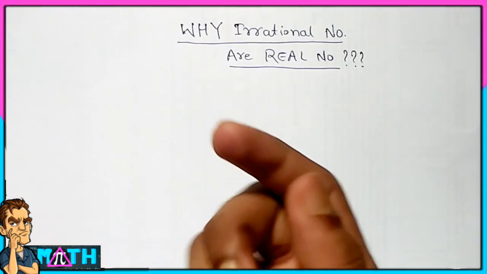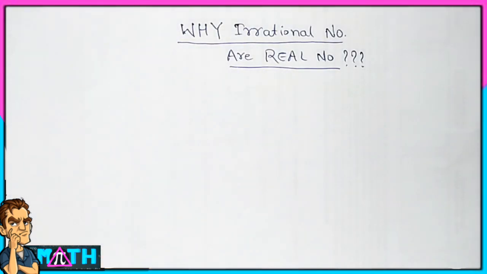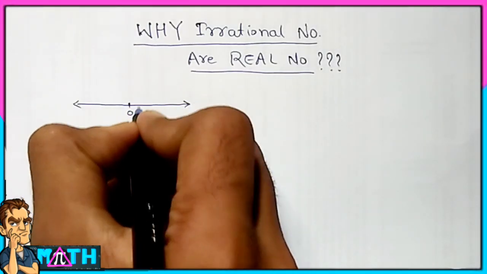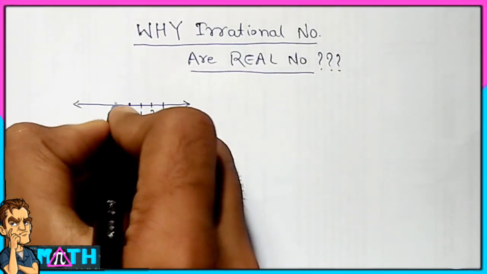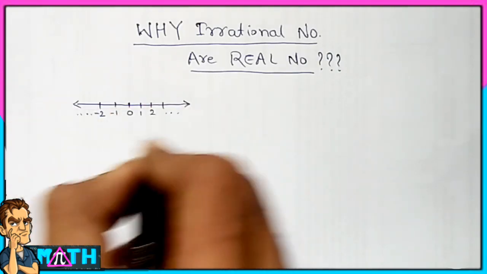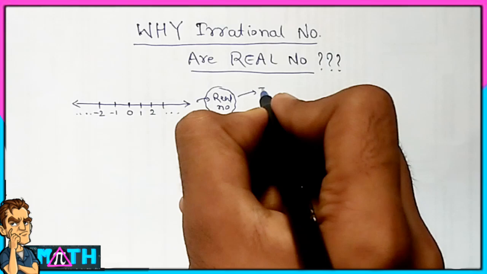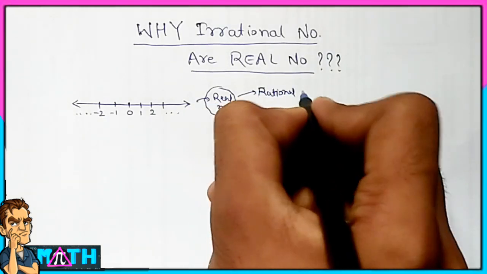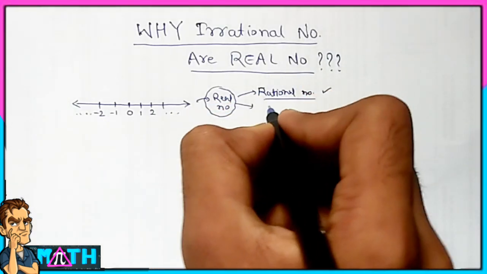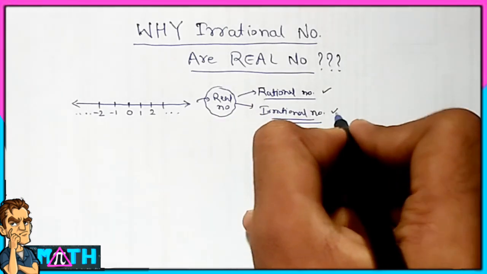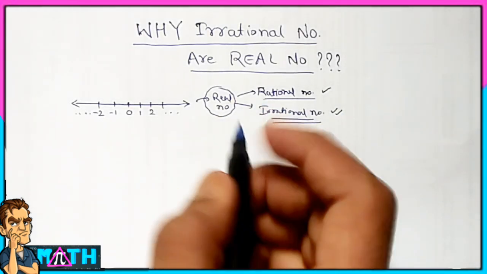Today we are going to prove why irrational numbers are real numbers. So let's go. Before proving this, let's understand some basics. This is our real number line, or you simply call it a number line. Why is it a real number line? Because you can plot any real number on this line, and no real number is excluded or outside of this line. So I can plot a rational number, but how can I plot an irrational number here? Today we are going to discuss this.